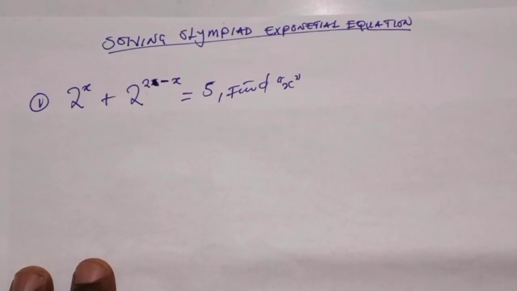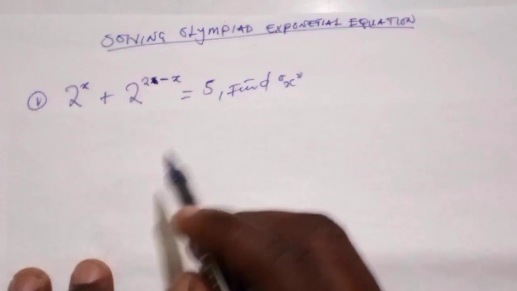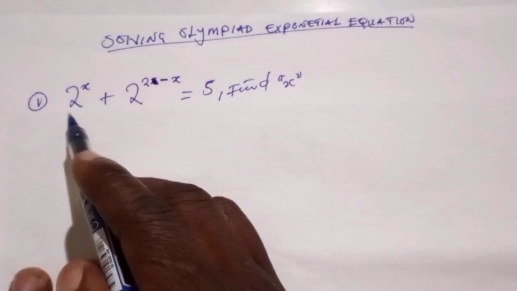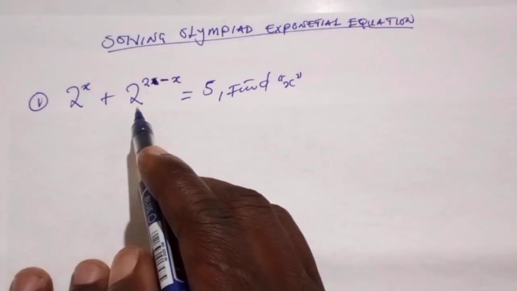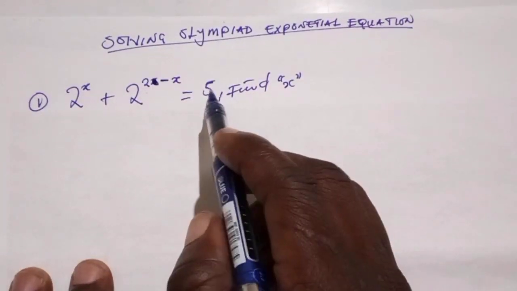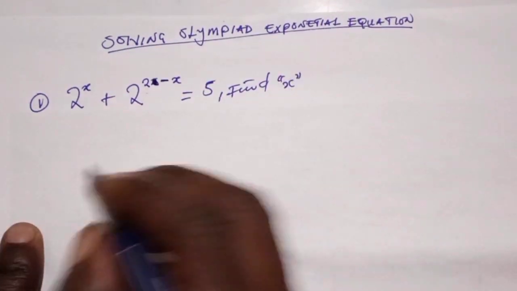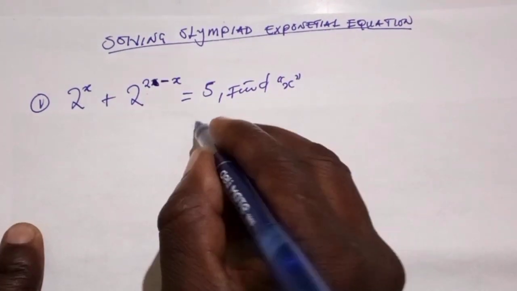Hello guys, welcome back. Today we are going to be solving an Olympiad exponential equation. We have the equation 2 to the power x plus 2 to the power 2 minus x is equal to 5, and we are told to find the value of x. So let's get started.